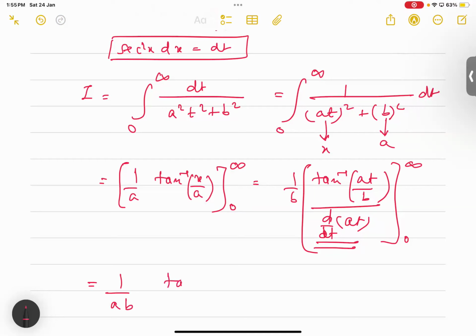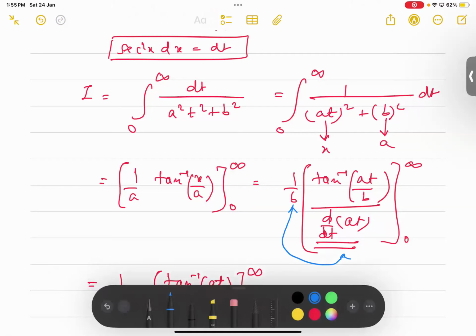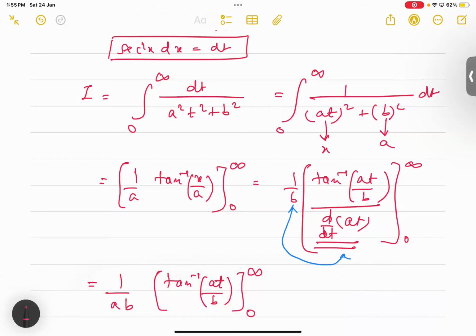1 upon ab, tan inverse at by b. This part is a, so a into b is ab. How did you get that 1 upon b outside? What is a? b. Put the value of a.